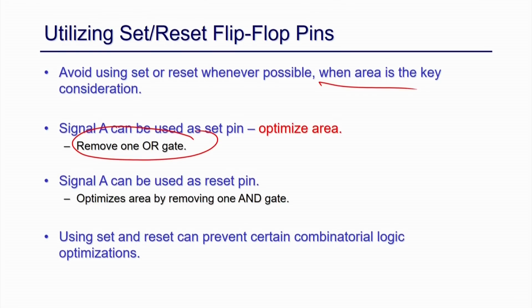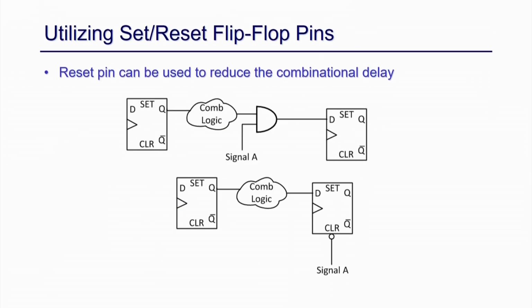Similarly, if you have an AND gate, I can actually infer a reset pin out of it. For example, here again the same example, but I have an AND gate here. So, if this is 0, the output will become 0, because this is resetting that thing. It does not matter what this other input is. So, what I can do is remove this AND gate and put this signal to the reset pin, the negation of the reset pin.